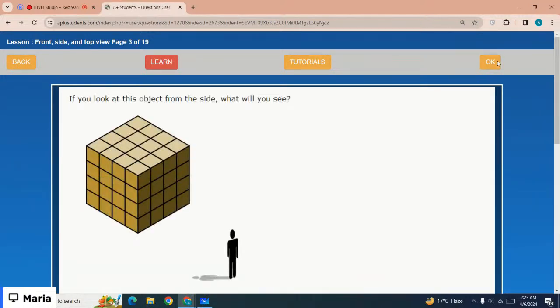Okay, look at this. If you look at this object from the side, what will you see? Which is the correct option?